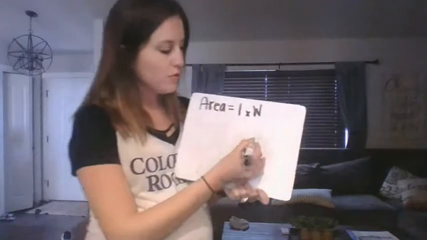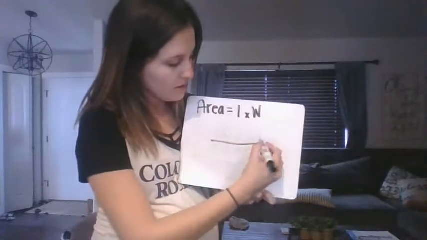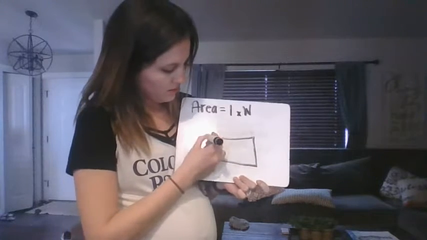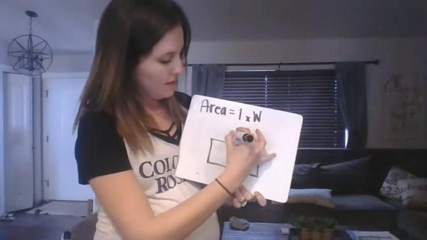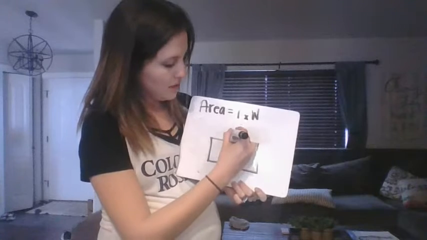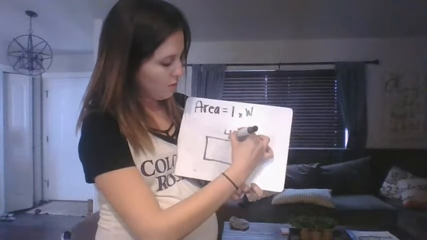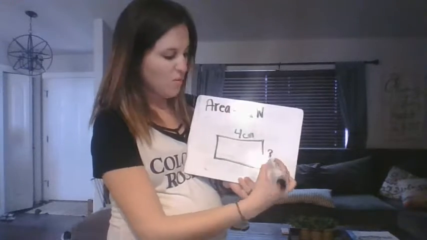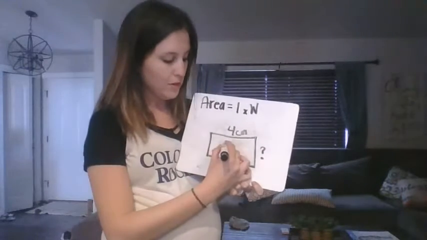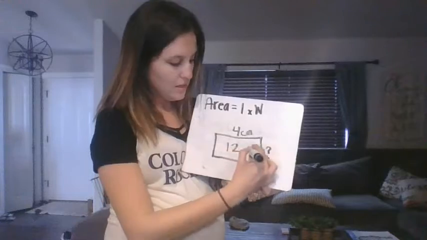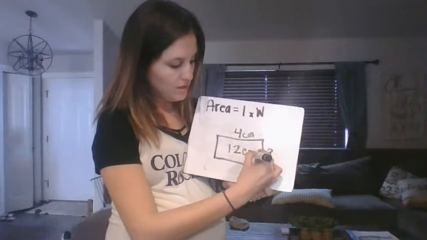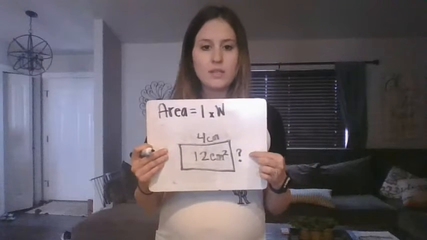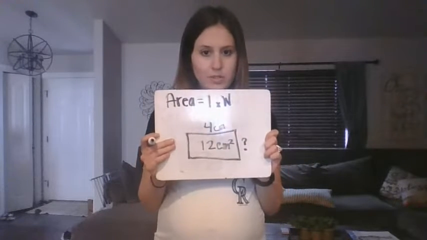I think you guys have a pretty good grasp on that, but what happens if we have a missing side? So for example, if I have a rectangle and this side is, say, 4 centimeters, we don't know what this side is, but we know that the area is 12 centimeters squared. How can we determine what this missing side is? What could we do?